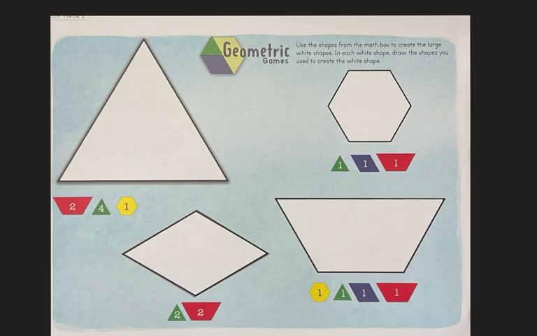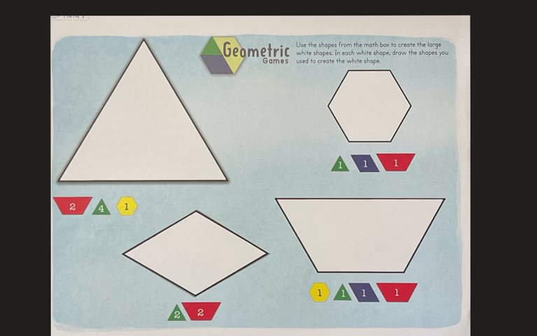Okay, this is a really fun one. I find that if you have a small magnetic whiteboard and you put this page on top of it, it really helps to keep your shapes very organized and still. But if you don't, just do it on the paper on your tabletop. So you're going to use the shapes from the math box to create the large white shapes. In each white shape, draw the shapes you use to create the white shape so you can trace around those after you're done.